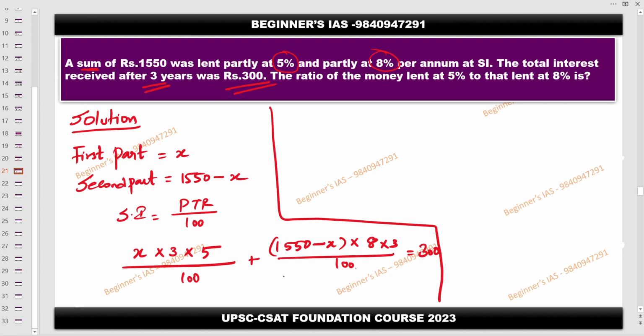So how could you simplify this? Here you can cancel this, right? Or else you can go with taking LCM as 100. If you are taking LCM as 100, here it will become 15x.